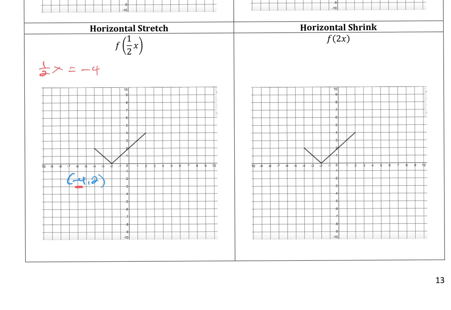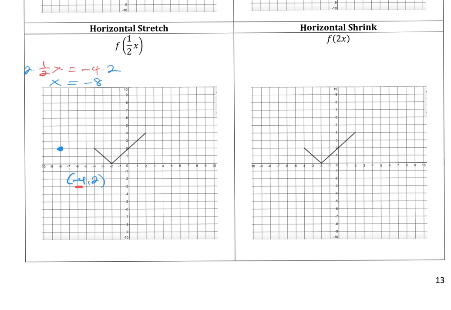To solve for x, I'm going to be multiplying both sides by 2. And I can see that now my x value is actually going to be -8. So it was at -4, but because I had a value of 1/2, I see it stretched to be at -8. My y value stays the same though in this case, so I'm going to have a point at (-8, 2). So essentially we are doubling all of our x values.